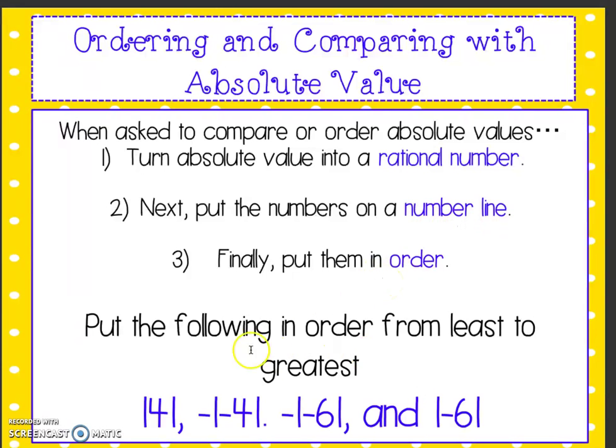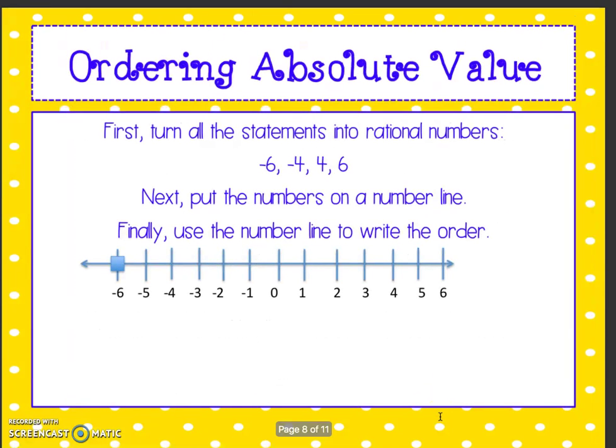So for example, if we had this example, we would have to find what is the absolute value of 4. Well, the absolute value of 4 is 4. On this one, we would do what is the negative absolute value of -4? The negative absolute value of -4 is -4. What is the negative absolute value of -6? That's a -6. And what is the absolute value of -6? That's a 6.